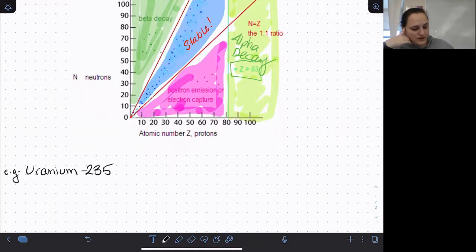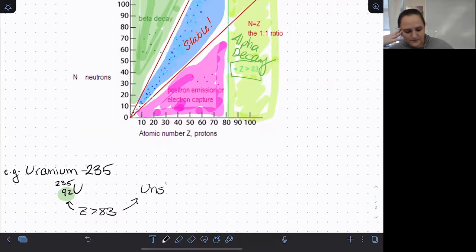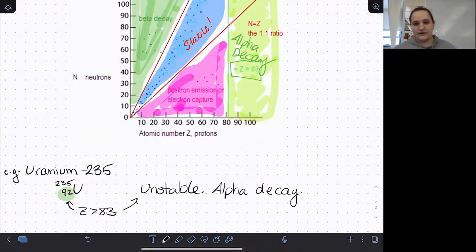Okay, so we need its atomic number. Uranium-235 has an atomic number of 92. So in this case, we don't even need to do the neutron to proton ratio thing, because our atomic number is greater than 83. So just based off of that, we can say that this nucleus is likely to be unstable, and it is likely to undergo alpha decay.